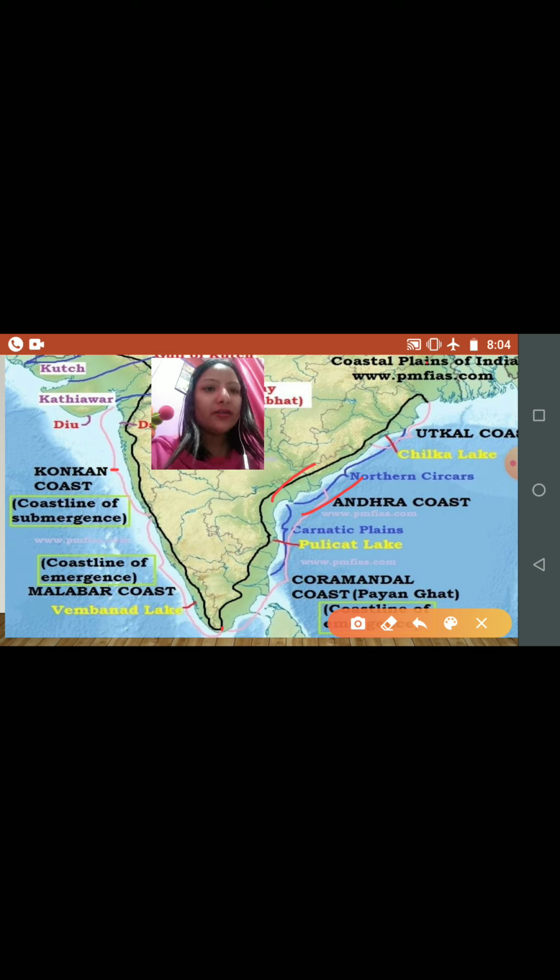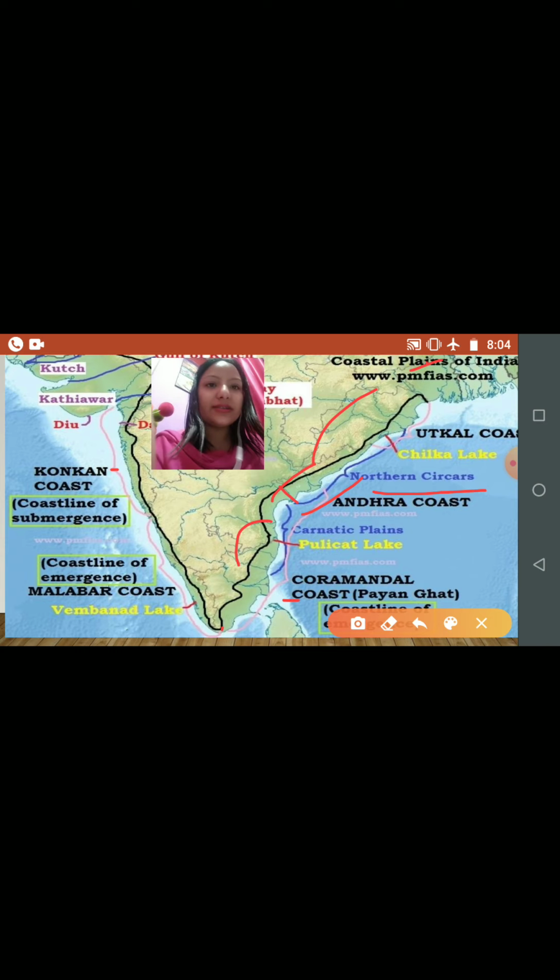The river Godavari divides the eastern coastal plain into two parts. Number one is the Northern Circars, and the other is the Coromandel coast. The Northern Circars extend through Andhra Pradesh and Odisha, and the Coromandel coast mostly lies in the Tamil Nadu region.